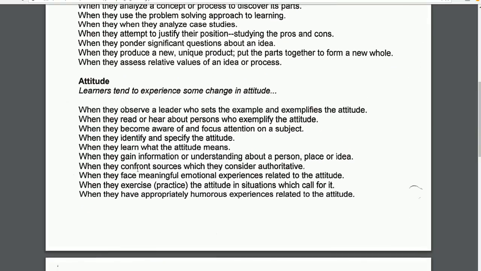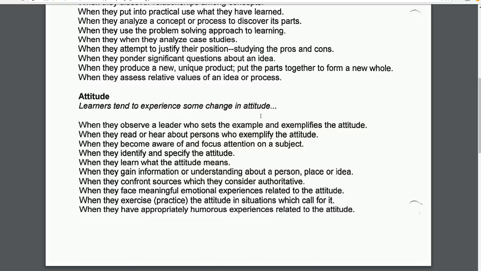Then we go into attitude. Learners tend to experience some change in attitude when these things happen: when they observe a leader who sets the example and exemplifies the attitude, when they read or hear about persons who exemplify the attitude, when they become aware of and focus attention on a particular subject, when they identify and specify the attitude, when they learn what the attitude means. All of these are ways that attitude is gained when you teach. If they can face meaningful emotional experiences related to the attitude, that is a way that learners can begin to have a change in attitude.